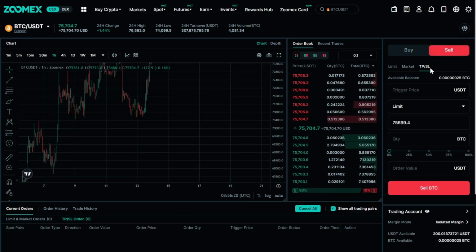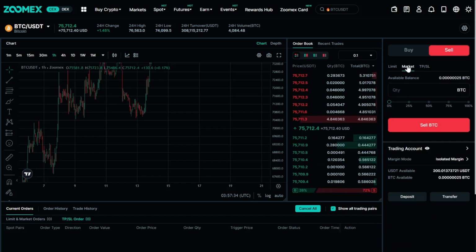You can use this order to sell for a profit or cut a loss. You can set a trigger price, and once price reaches that level, it'll automatically place a market or limit order depending on what you choose. Traders use this type of order because the market can move fast, and these tools help protect your money and your profits.